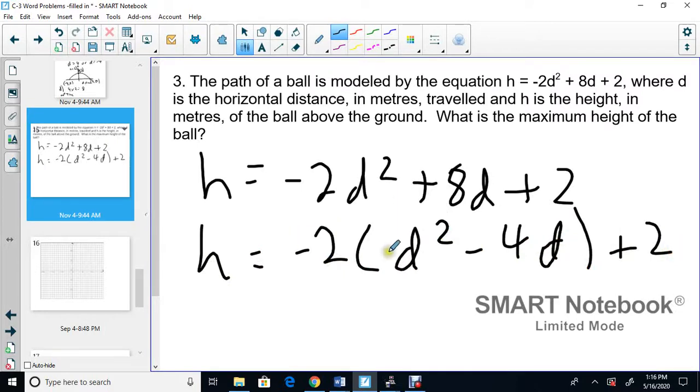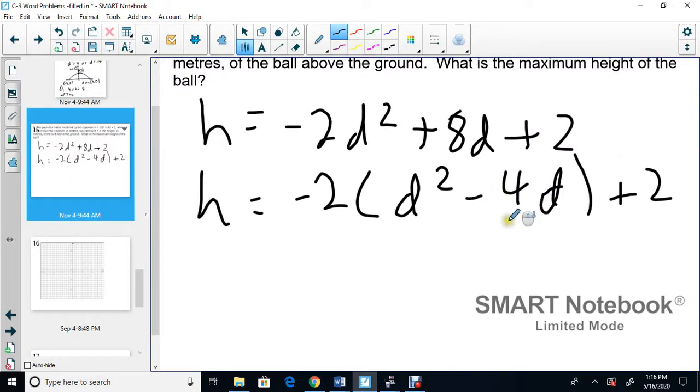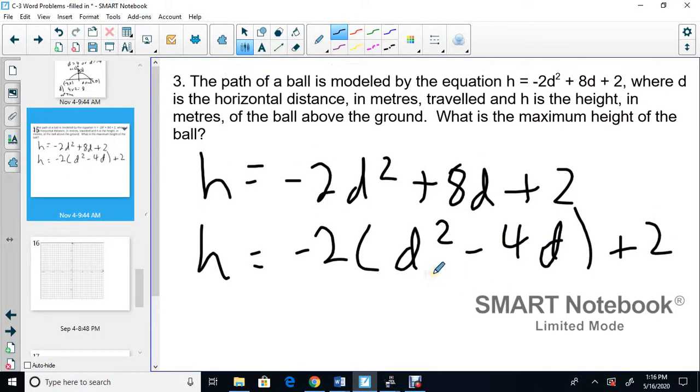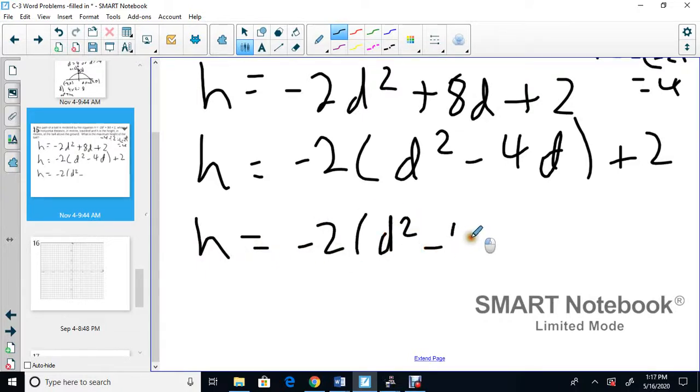Now you take the negative 4 divided by 2, somewhere on the side. Negative 4 divided by 2 is negative 2, squared is 4. Add 4 and subtract 4. So height equals negative 2 d squared minus 4d plus 4 minus 4 plus 2.